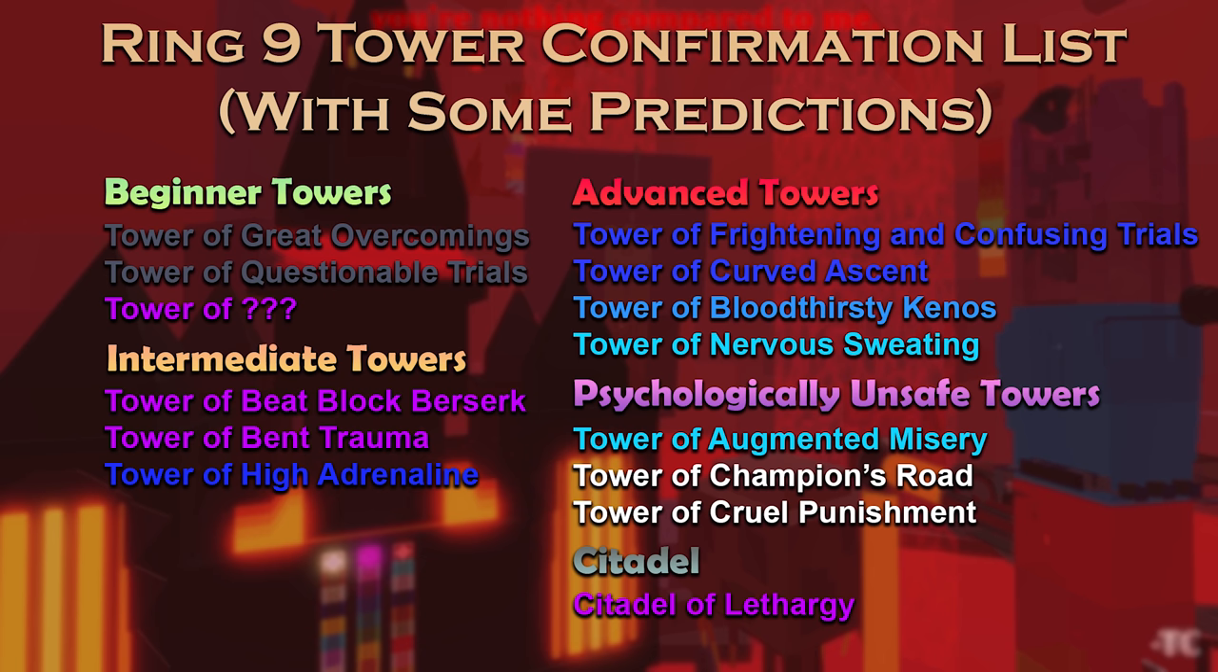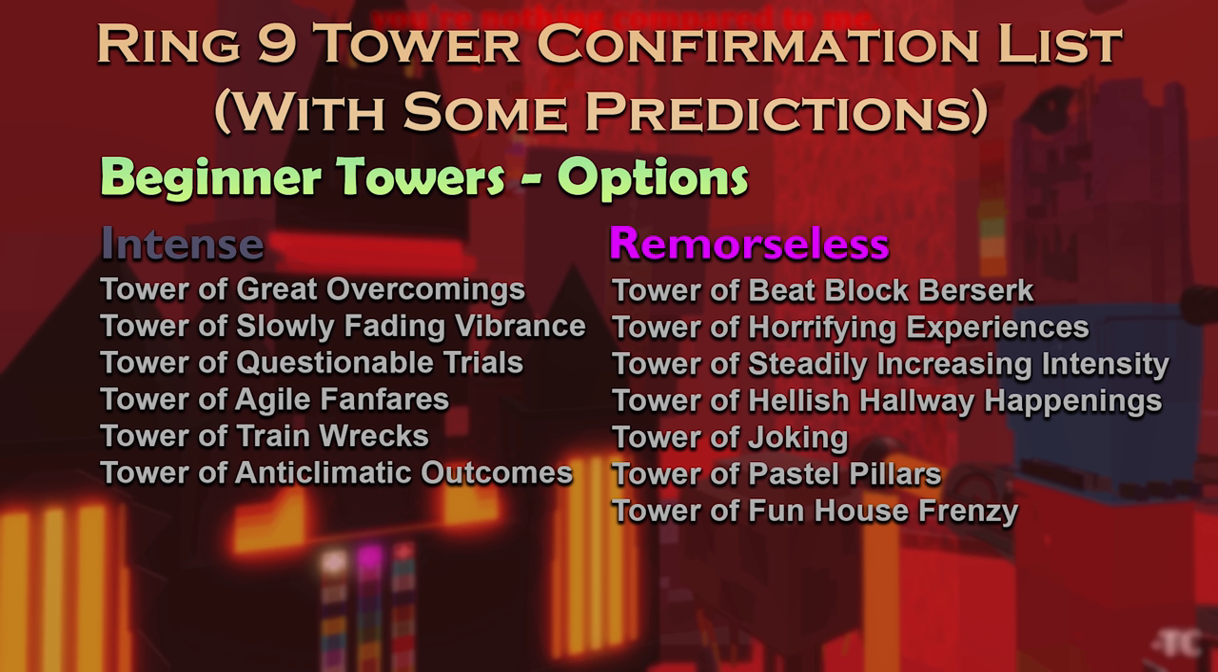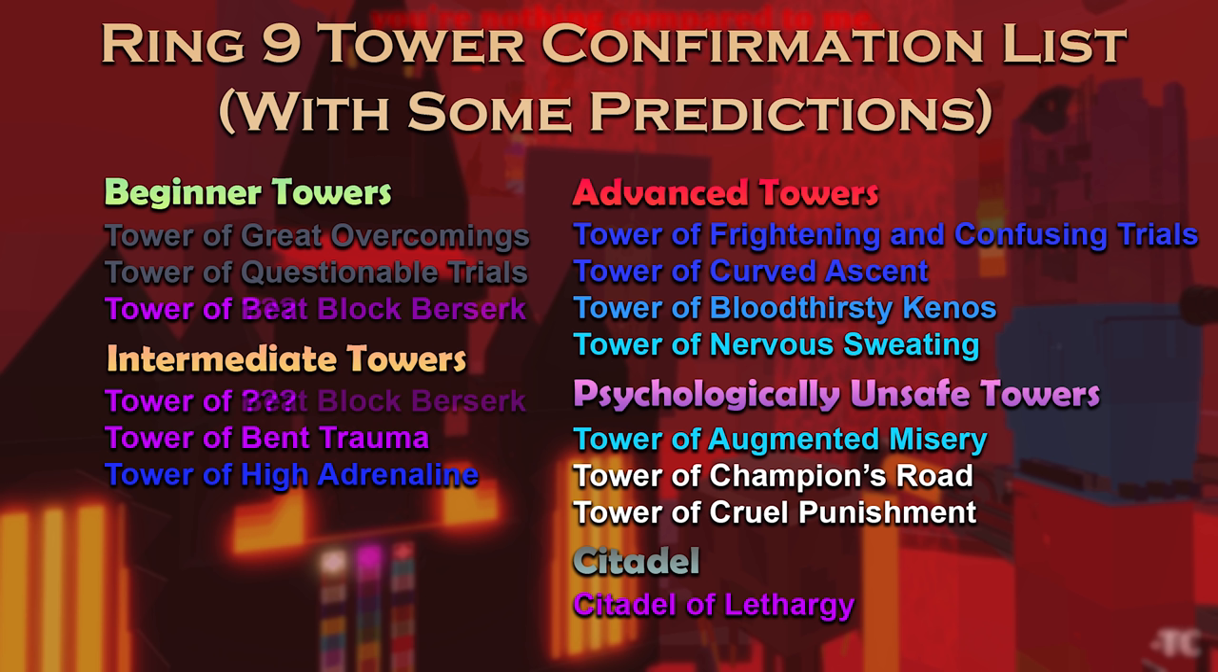And just like that, we have pretty much filled in a Ring 9 confirmation list, with some predictions of course. Remember those choices for the last Remorseless on Beginner Towers, and it's up to you to choose between those. It could even be an Intense Tower, who knows. Also, Tower of Beatblock Berserk and this Mystery slot are interchangeable if the difficulty of the tower in the Mystery slot ends up to be harder. So, that just about wraps up this section of the video.